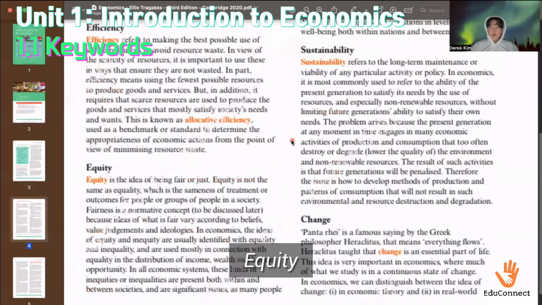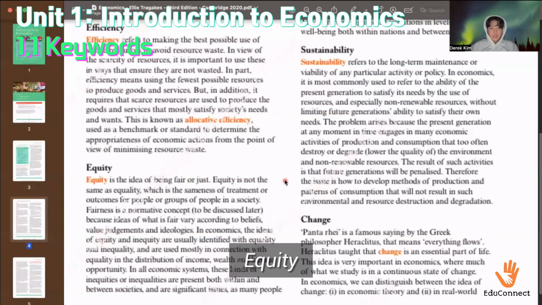Equity. Now, equity is something that a lot of people have a little trouble understanding, especially if they have some previous financial knowledge. Now, here, equity does not refer to the equity that you would be learning from, like private equity. Equity is the idea of being fair or just, equitable. I know you've heard that word, equitable, equal, equitable, equity. Equity is not the same as equality, which is the sameness of treatment or outcomes for people or groups of people in society. Yes, so let me correct myself here. Now we'll move on to equity. Equity is the idea of being fair or just.